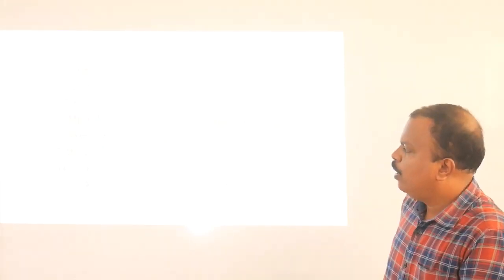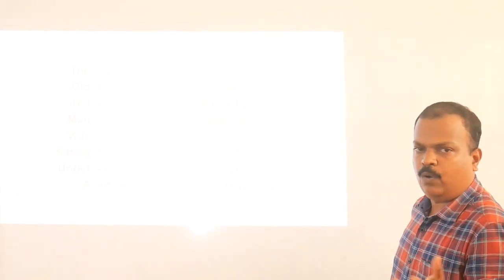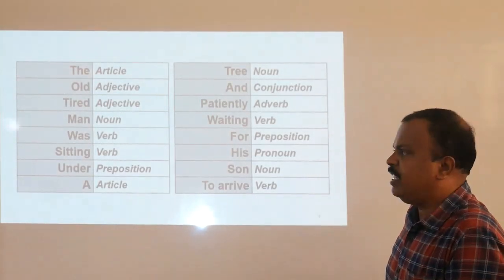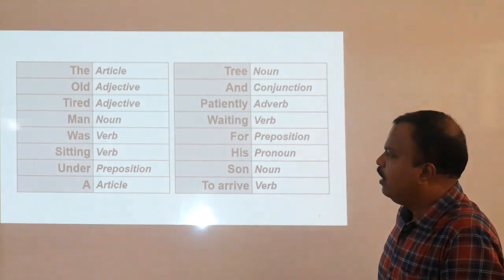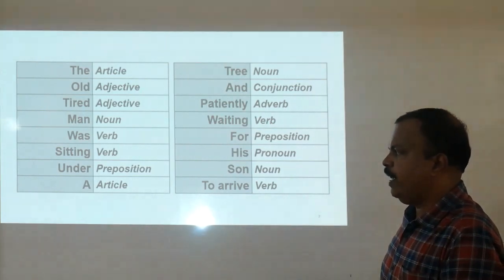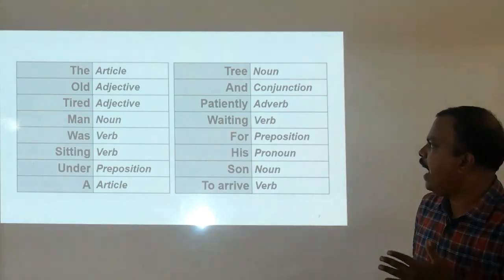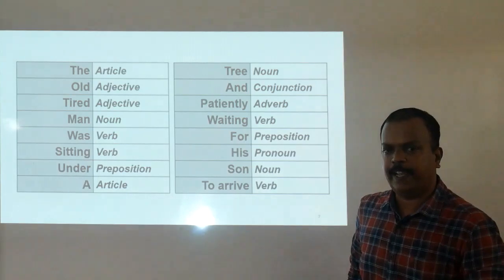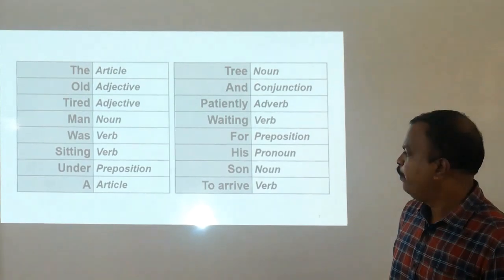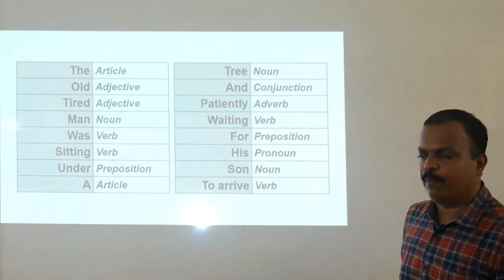Now, how do these words work? The, you already know, is an article. Yes, old is an adjective, tired is an adjective, man is a noun, was is a verb, sitting is also a verb, under is a preposition, a is an article, tree is a noun, and is a conjunction, patiently is an adverb, waiting is a verb, for is a preposition, and his is a pronoun, son is a noun, to arrive is a verb.